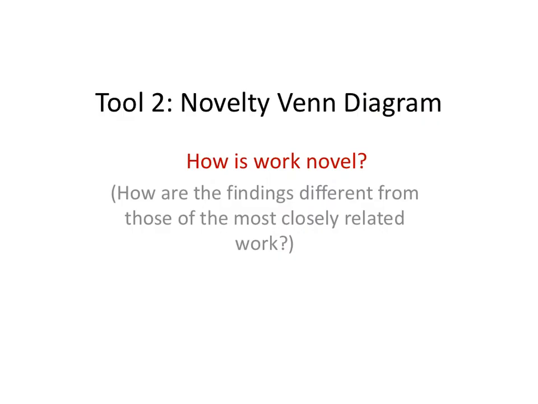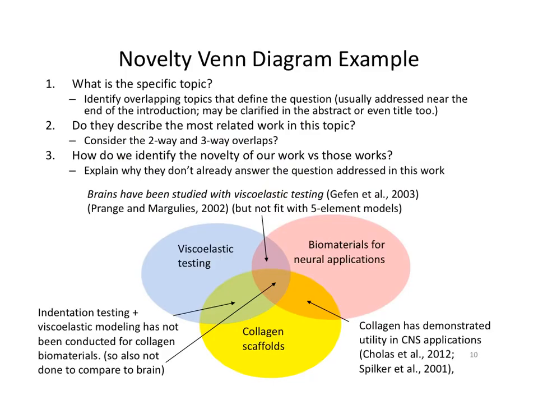The second tool is a novelty Venn diagram. The idea of this is to ask how the work is novel, which is directly asking how the findings are different from the most closely related work. In the Venn diagram, we start with the specific topic, and a way to do this is to identify overlapping topics that define the question.